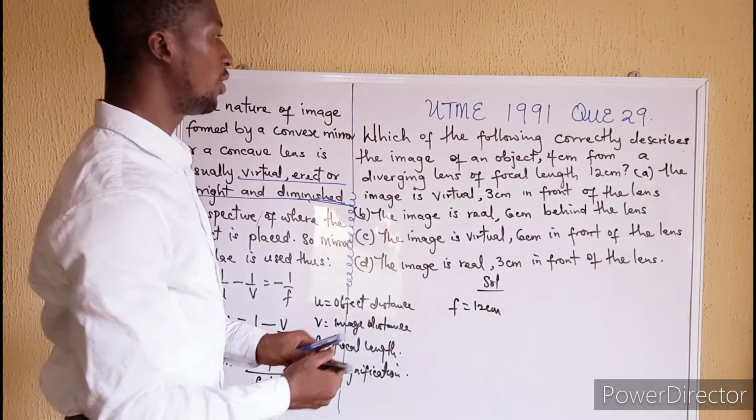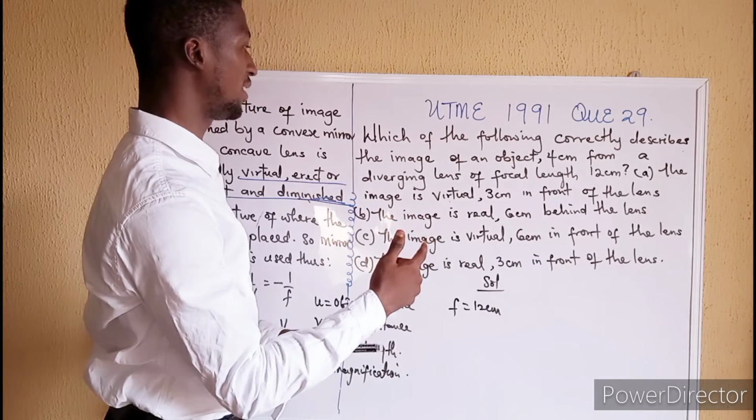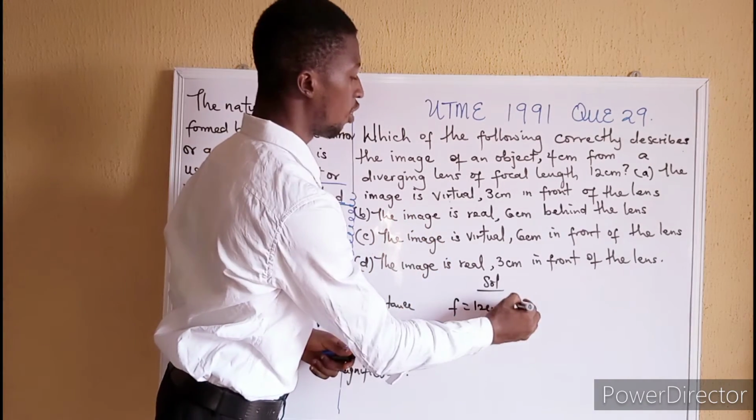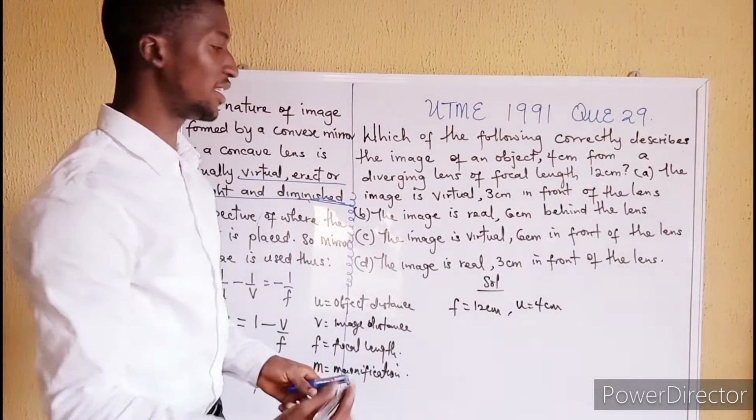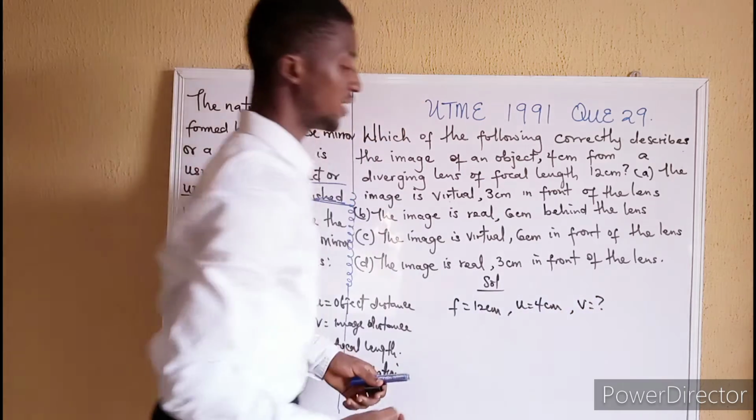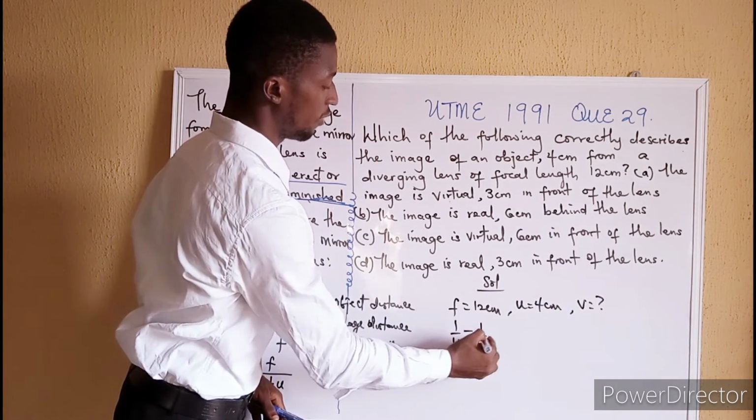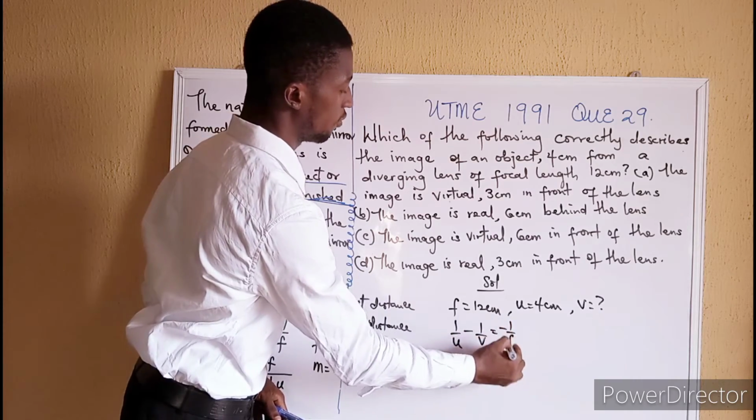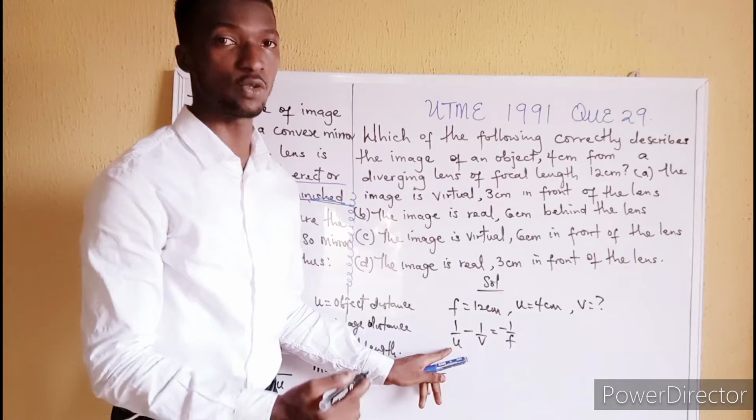Here we also have the object, which is said to be 4 cm from a diverging lens. So we have the object distance to be 4 cm. Here we need to determine the image distance. I've given you that 1 over u minus 1 over v is equal to minus 1 over f. We can use this because it contains all the parameters we are to use.